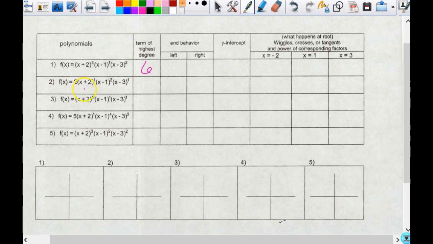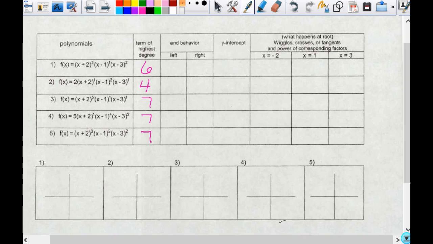Then the degree of the second one? 4. The degree of the third one? 7. This one? 7 and 7. Okay. All right. So the different degrees, same factors.